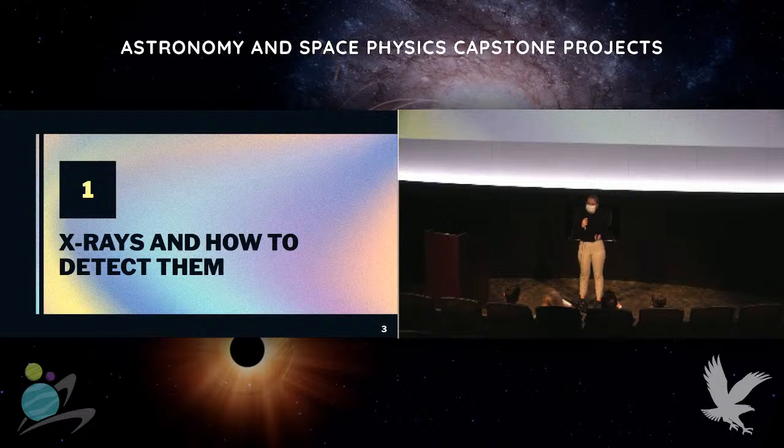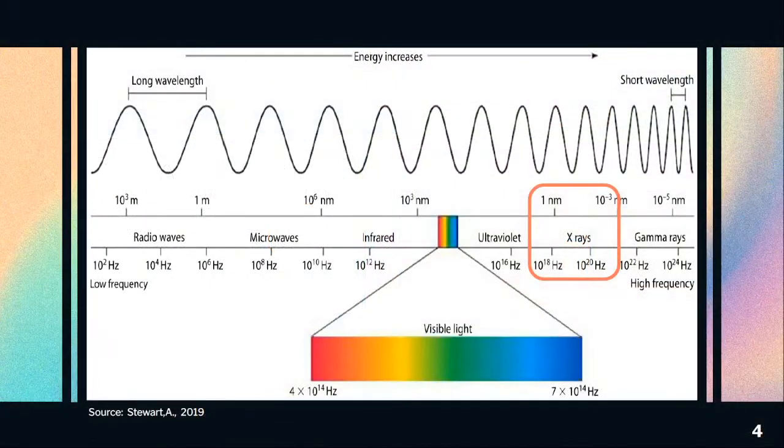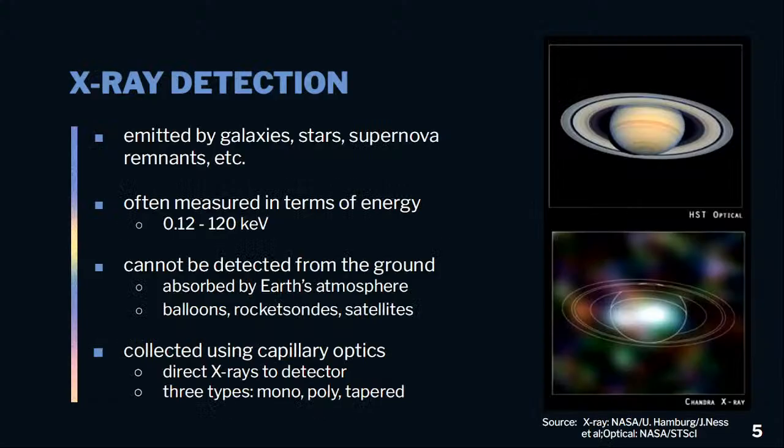To give you a bit of background on X-rays and how to detect them, X-rays are a higher energy, lower wavelength type of radiation. They're emitted by galaxies, stars, supernova remnants, and many other things. Rather than measuring them in wavelength, we often measure them in kiloelectron volts, which range from about 0.12 to 120 kiloelectron volts. We cannot detect them from the ground because they're absorbed by Earth's atmosphere, so we use balloons, rocket sondes, and satellites.